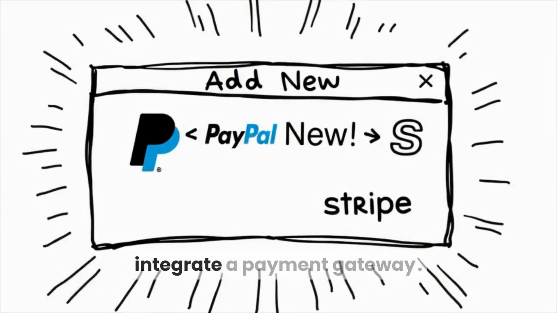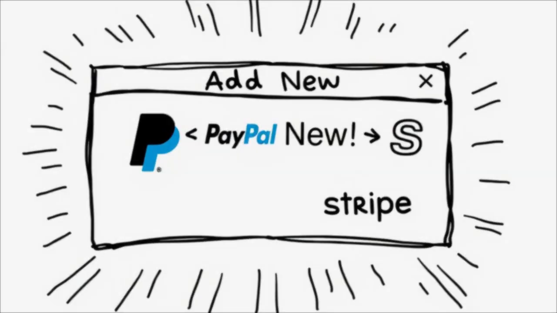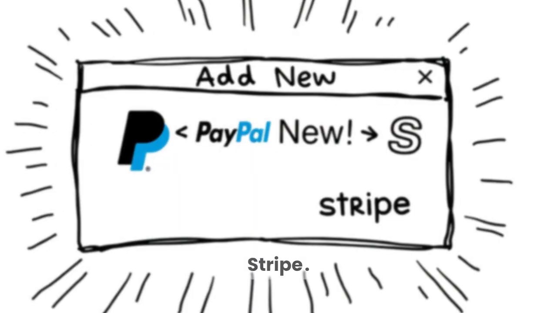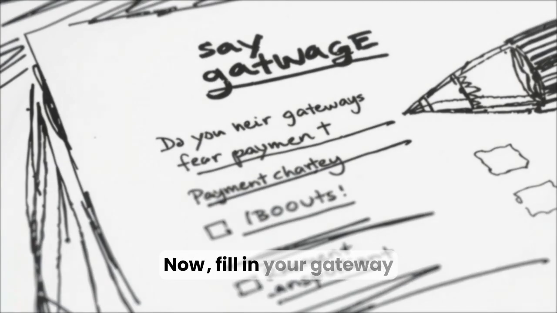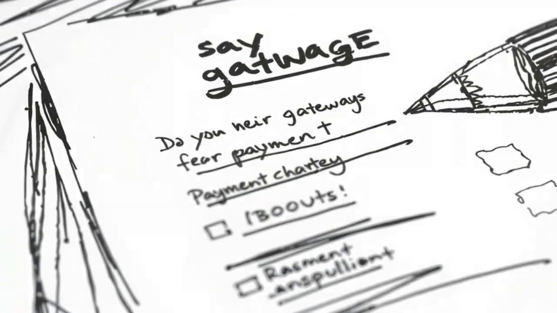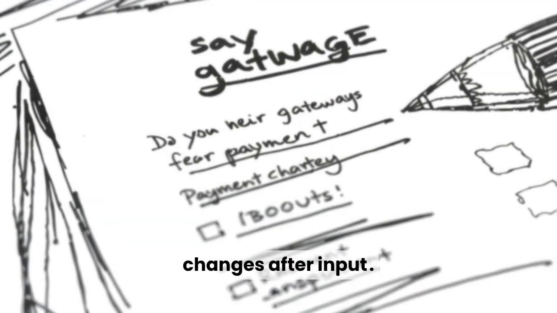Click on Add New to integrate a payment gateway. Popular choices include PayPal and Stripe. Now, fill in your gateway details. Be sure to save your changes after input.